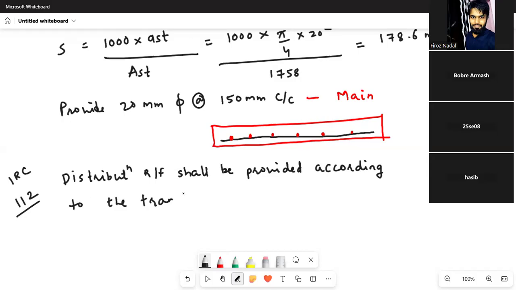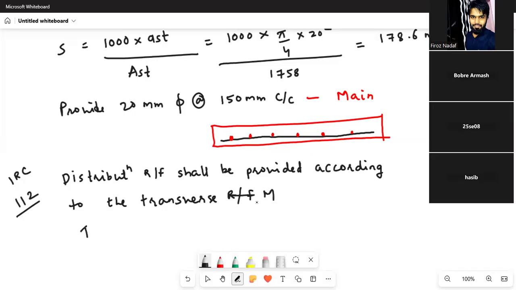And how to calculate transverse moment? Transverse moment means lateral moment, the moment in the width direction. The moment in the length direction we have calculated. The moment in the width direction, how to calculate that? It is given in IRC 112. Sometimes I will tell you the page number. I don't remember the page number. Okay. So I will give you the formula.